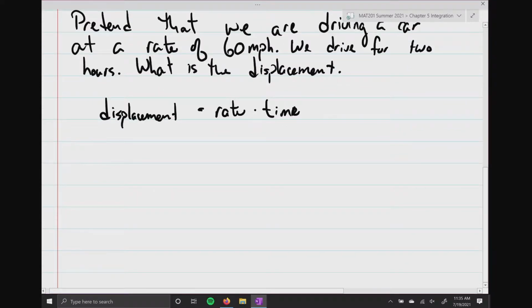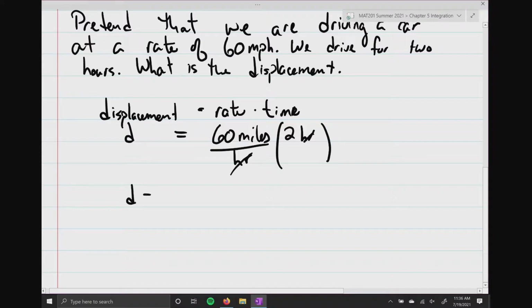All right. So for us, displacement is going to equal the rate, 60 miles per hour, multiplied by 2 hours. Notice the hours reduce. So you are left over with 120 miles, which is exactly what you would think of.